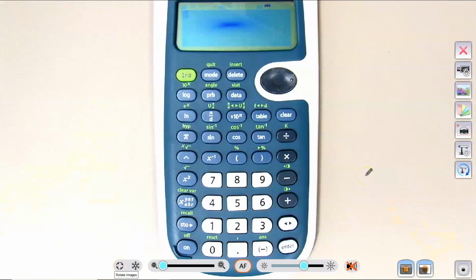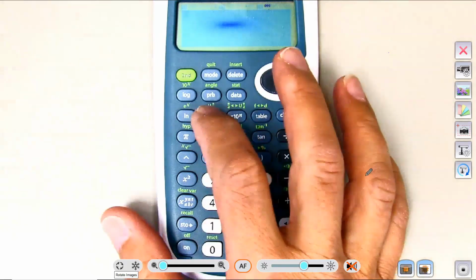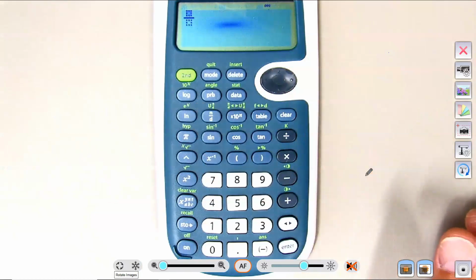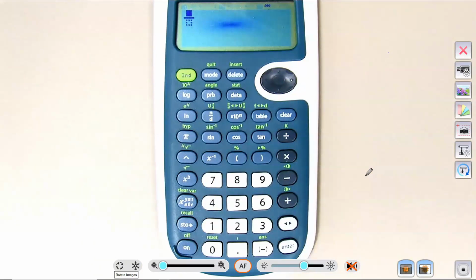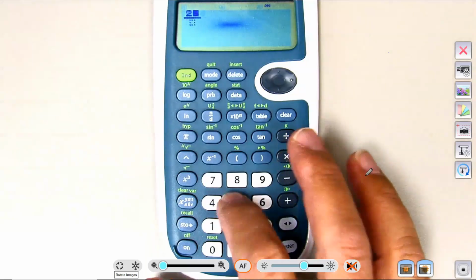Let's look at how we would enter either proper or improper fractions into the TI-30XS calculator using the fraction key. So I'm going to go ahead and select the fraction key. Notice that it provides me with a template for entering the fraction's numerator. So I'm going to enter a numerator of 25.